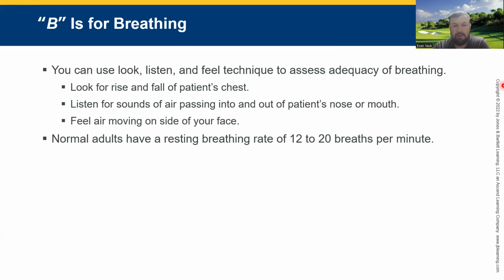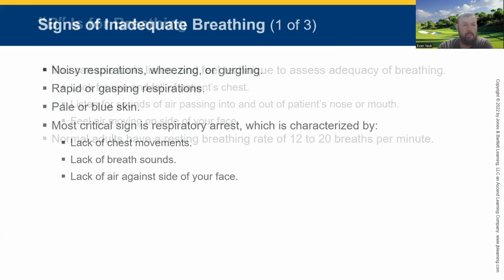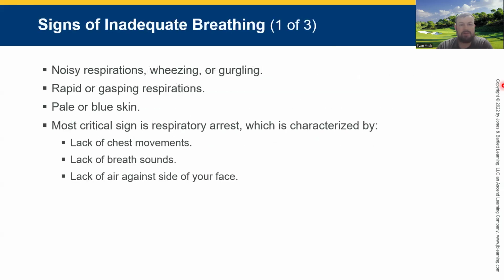Normal adults have a resting breathing rate of 12 to 20, which we kind of talked about. You do need to know those numbers. 12 to 20 is an important number to know. Noisy respirations, wheezing, or gargling are signs of inadequate breathing. Rapid or gasping respirations. Signs like pale skin or blue skin, which is cyanosis, means blue skin.